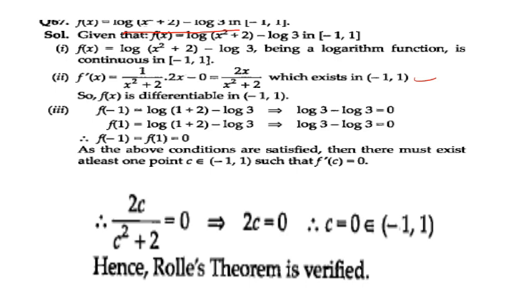Therefore, there exists a c in the open interval minus 1 to plus 1 such that f dash c is equal to 0. What is our f dash c? 2x by (x squared plus 2). So 2c by (c squared plus 2) is equal to 0. If a fraction is 0, the numerator is 0. So 2c is 0, so c is equal to 0. Therefore, Rolle's theorem is satisfied because 0 is a number between minus 1 and plus 1.